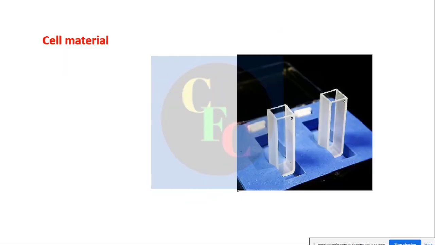Okay. Next we will discuss the cell material, these cuvettes. As we said, these are cuvettes. Now, as you can see, they should be transparent to our naked eye. Anything that is transparent to our naked eye means that all the light is passing through it.